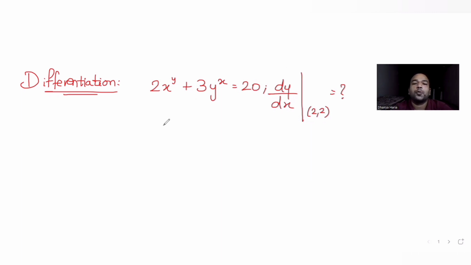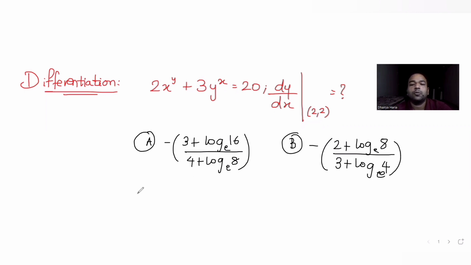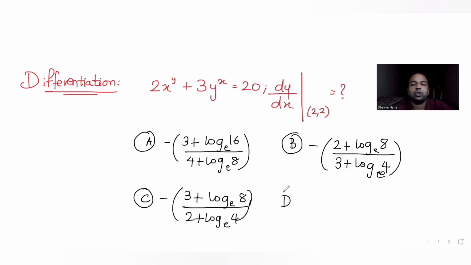The four options given here are: first, minus 3 plus log 16 to the base e upon 4 plus log 8 to the base e. Second option is minus 2 plus log 8 to the base e upon 3 plus log 4 to the base e. Third option is minus 3 plus log 8 to the base e upon 2 plus log 4 to the base e. And the last option is minus 3 plus log 4 to the base e upon 2 plus log 8.